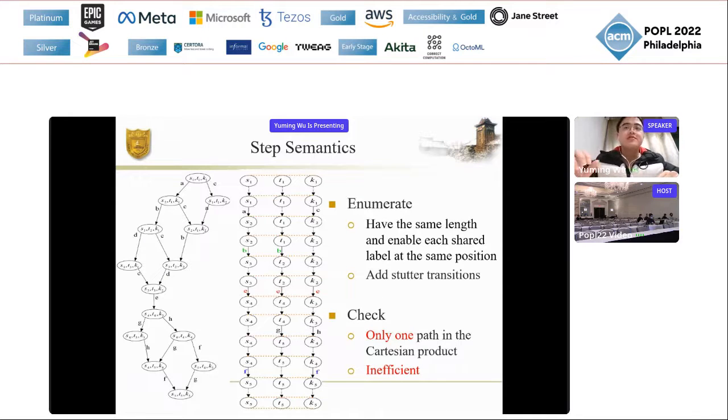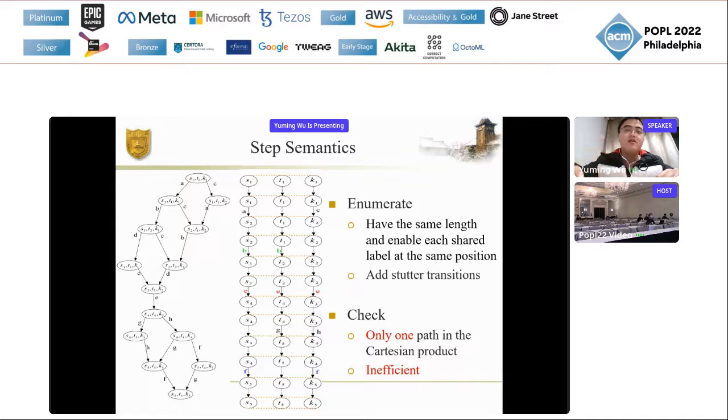Here I will introduce two semantics for CLHA. The first is the step semantics. On the left is the Cartesian product of CLHA from the previous page. We have to traverse 12 different paths in the automata. On the right is the step semantics. It requires each component path to have the same length and to enable each shared label at the same position by adding stutter transitions. A stutter transition starts from one location and then jumps back to this starting location. It usually represents only one path in the Cartesian product for the step semantics.